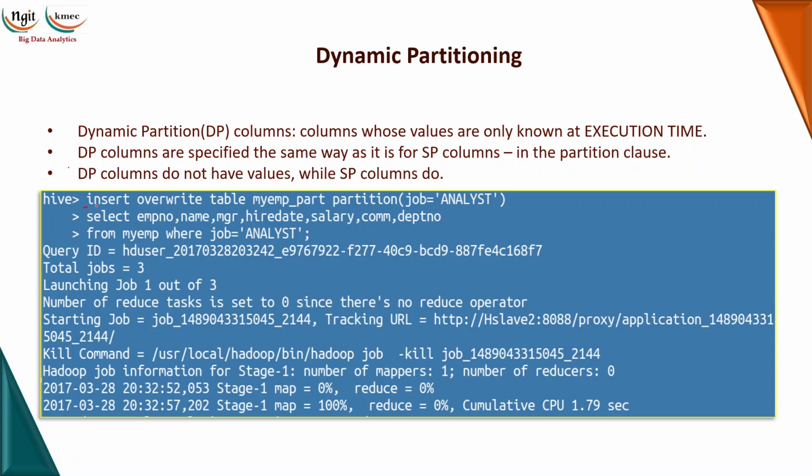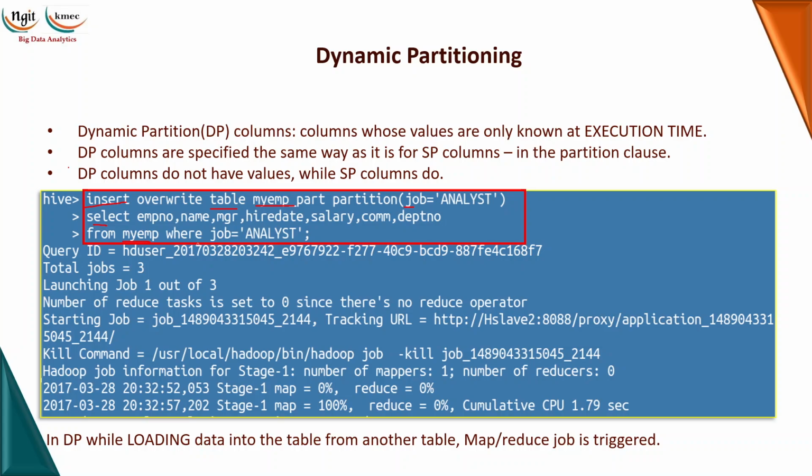You can see that insert overwrite table my EMP partition, partition job equal to analyst, and select EMP no and all these from the EMP table. From this, it will be taken. So all these elements will be inserted into my EMP partition table, into job equal to analyst, so that it will be stored. Actually, it is static partitioning only, because we are giving job equal to analyst separately.